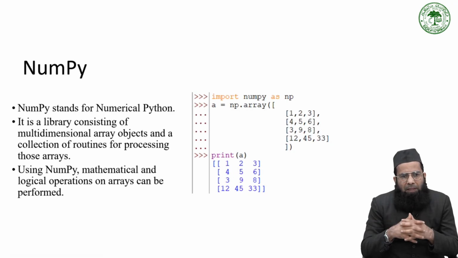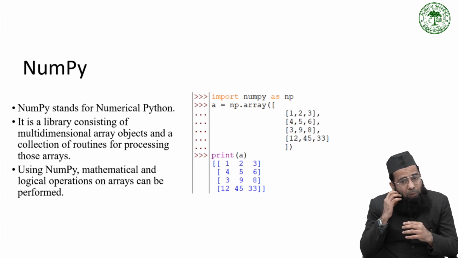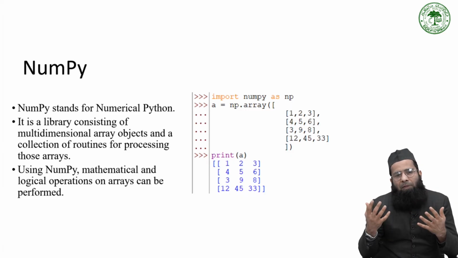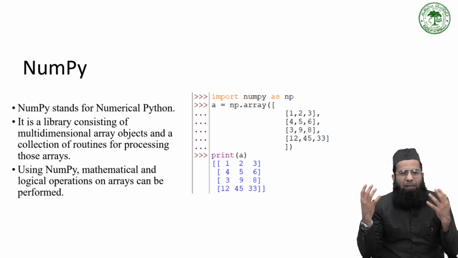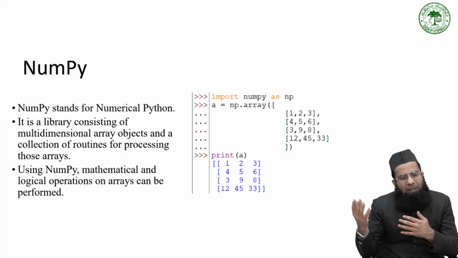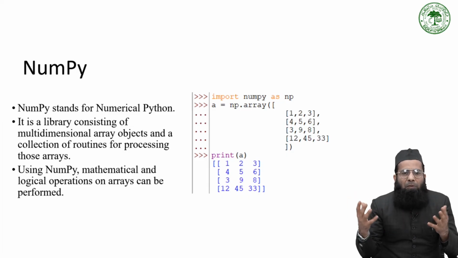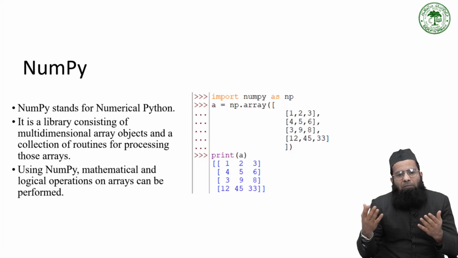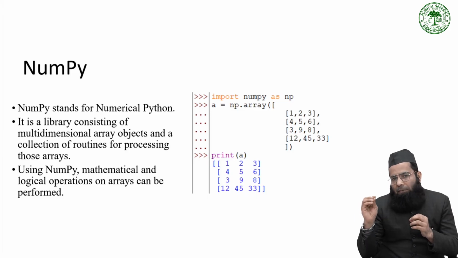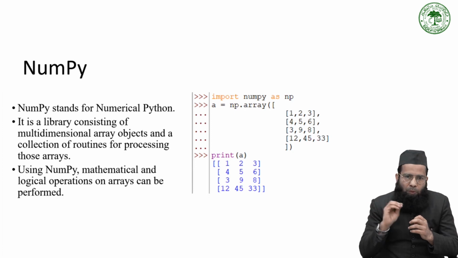The very first one is NumPy. NumPy stands for numerical Python. It is a library consisting of multi-dimensional arrays. You can create one-dimensional, two-dimensional, three-dimensional, even n-dimensional arrays, and a collection of routines for processing those arrays, such as sum, maximum, minimum. You can directly calculate using these routines. Suppose you have two NumPy arrays, A and B, you can directly take the product of these two using the routine.